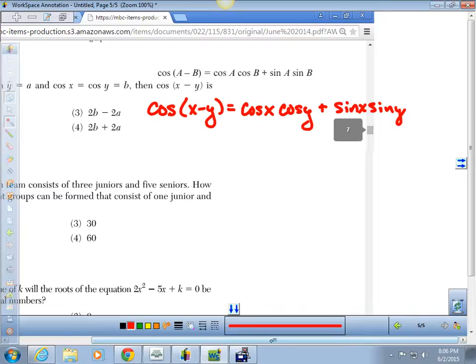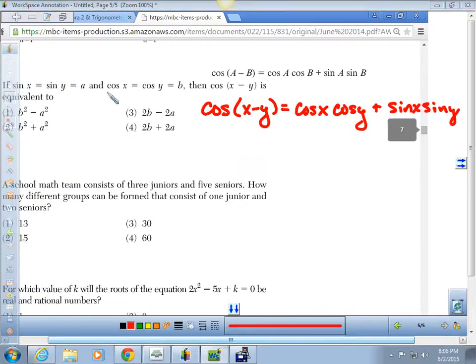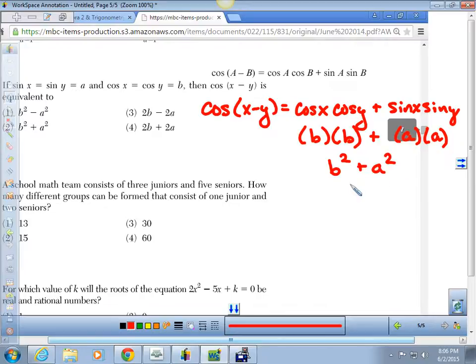Okay. And now, did they tell me everything I need to know? Did they tell me what cosine X was equal to? They said cosine X was equal to what? Which was equal to what? B. Cosine X and cosine Y were both equal to B. Plus, what did they tell me about sine X and sine Y? They were both equal to what? Okay. Times A. Well, what is B times B? B squared plus A squared. We're looking at choice number 2.